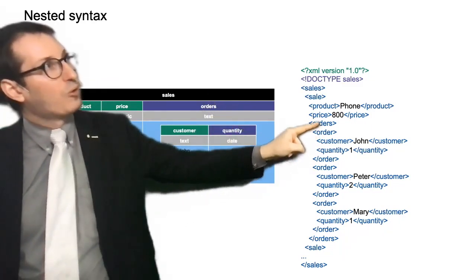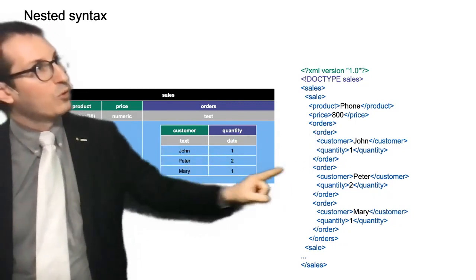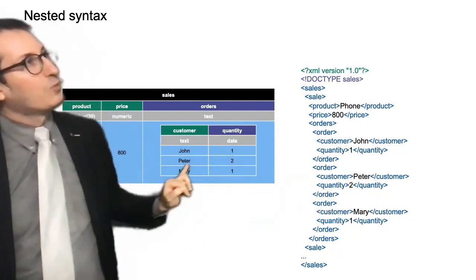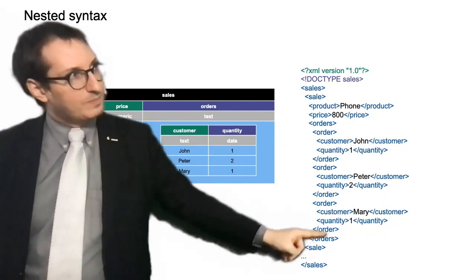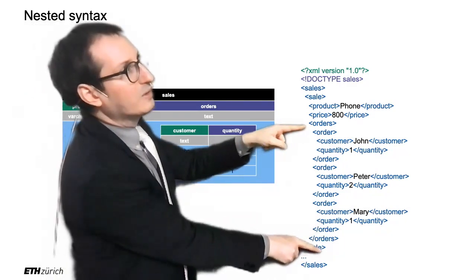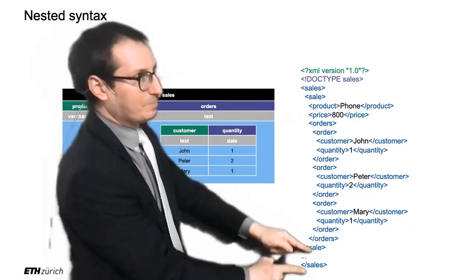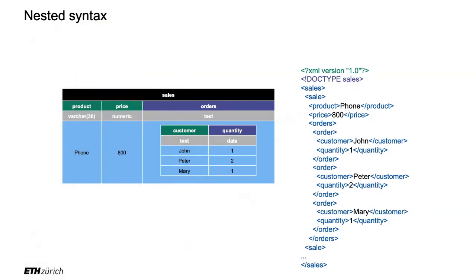I have again a plural form, then a singular for the row. And now I go row by row: order, customer John, quantity 1; customer Peter, quantity 2; customer Mary, quantity 1. Then I close my orders. So you see orders goes from here to here, and that's my nested table from here to here. And then I close my sale, and then I continue with the other rows, right? So this is how you nest in XML.